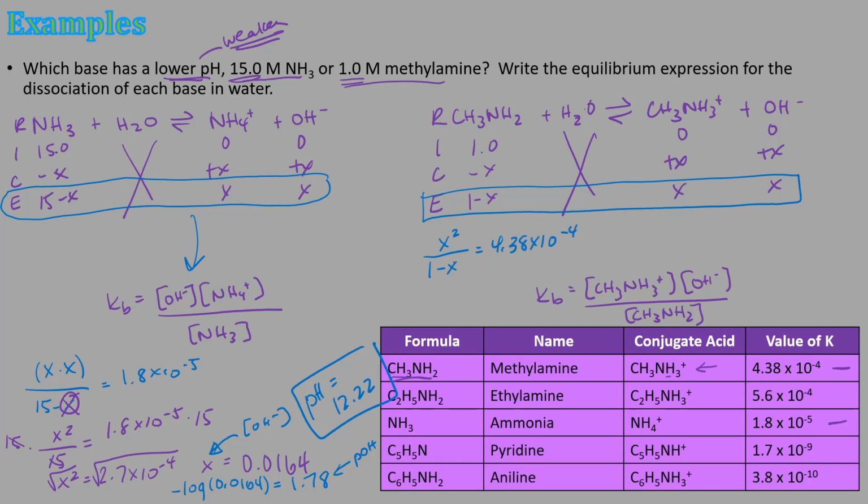And this x is negligible, like usual. So I end up with x squared equal to 4.38 times 10 to the negative fourth. Then take the square root of both sides, and my x is 0.0209.